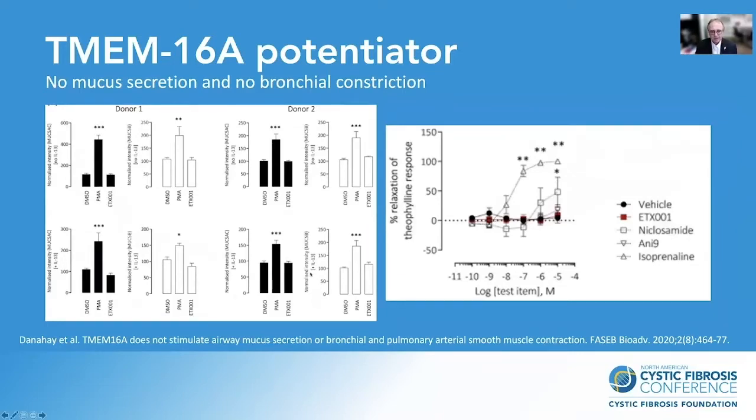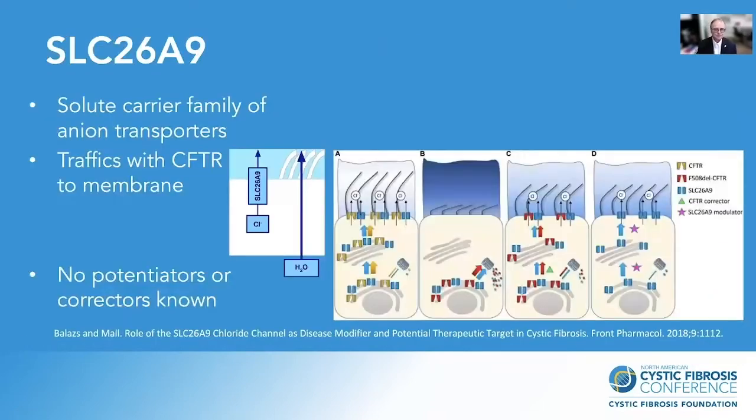Now, the question was whether or not this causes mucus secretion that might be detrimental, and also bronchial constriction. These data here, that I don't really want to discuss in full detail, show that this particular potentiator does not increase mucus secretion and is not related to bronchoconstriction, ameliorating these concerns.